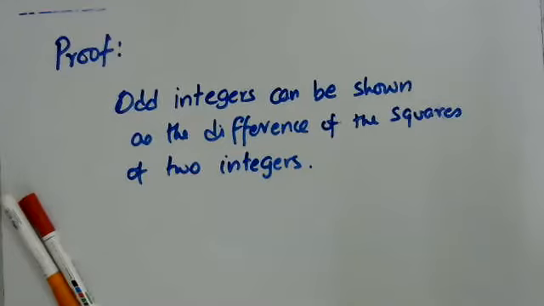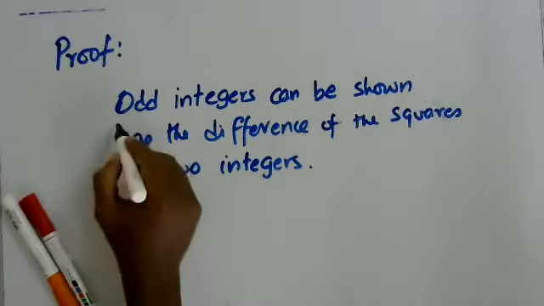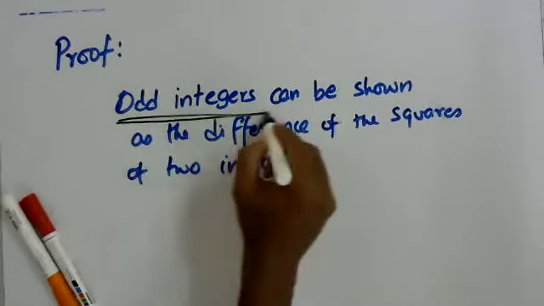Sir, what does this statement mean, sir? No one is answering. I'm hoping one of you will tell me what it means, or at least make the beginning. Okay, you know what is an odd integer? Let's begin with that. What is an odd integer?